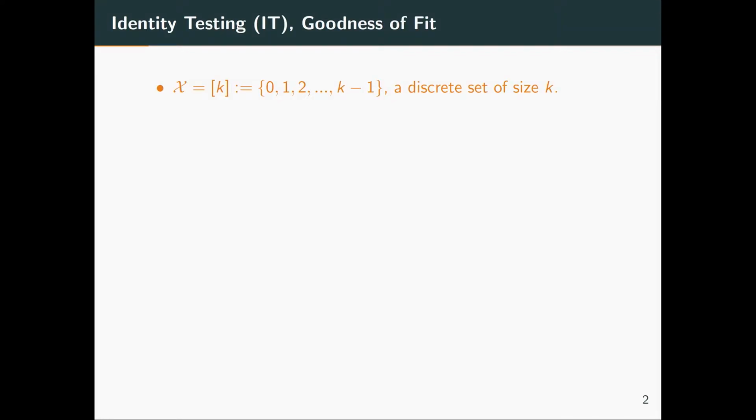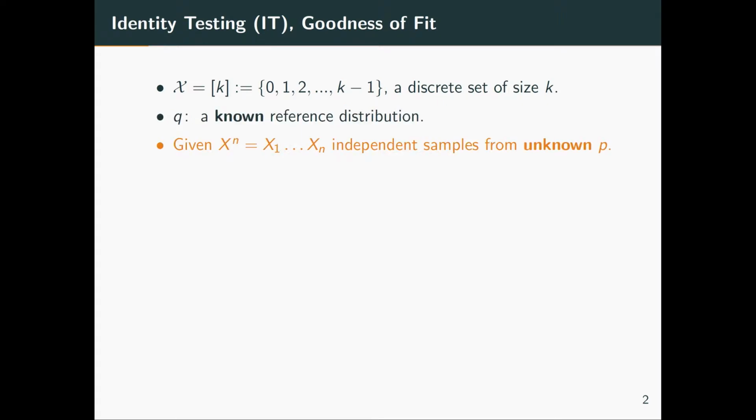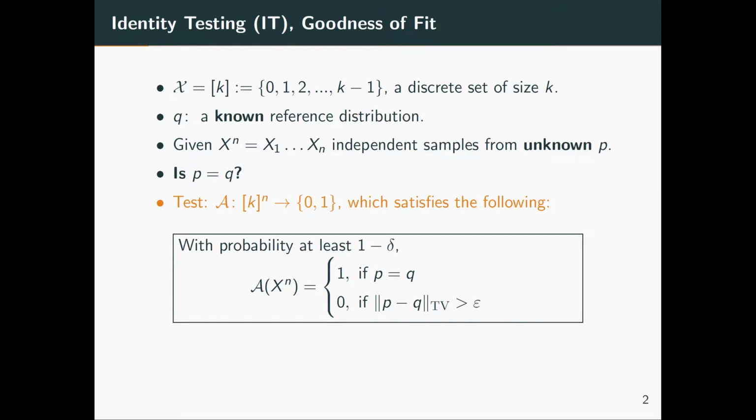The task is defined as the following. You have a discrete set of size k, and there is a known distribution q over the domain, and you observe n independent samples from an unknown distribution p over the same domain. The question is whether p equals q or not. The goal is to come up with a test which satisfies the following. With probability at least 1 minus delta, the test should output 1 if they are the same distribution, and it should output 0 if they are far away in TV distance.